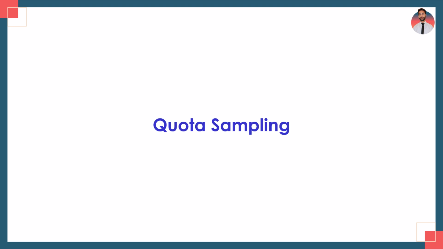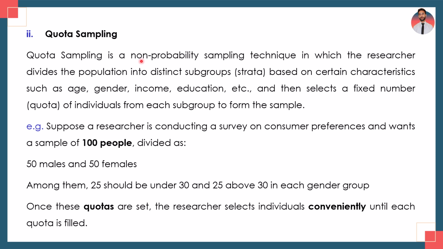The second type of non-probability sampling is quota sampling. Quota sampling is a non-probability sampling technique in which the researcher divides the population into distinct subgroups called strata based on certain characteristics such as age, gender, income, education, etc., and then selects a fixed number of individuals from each subgroup to form the sample.